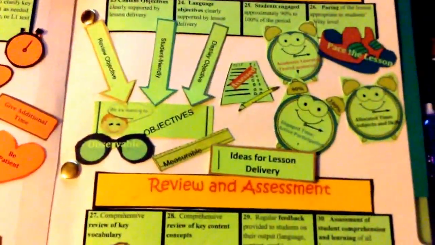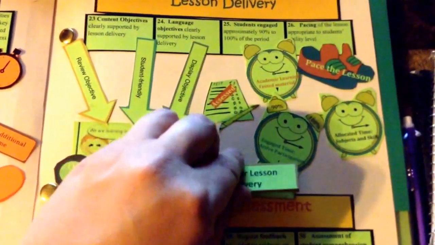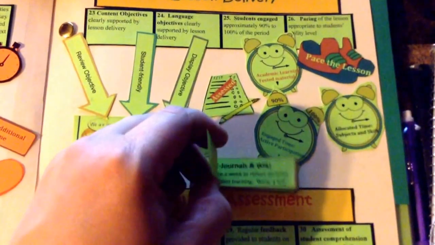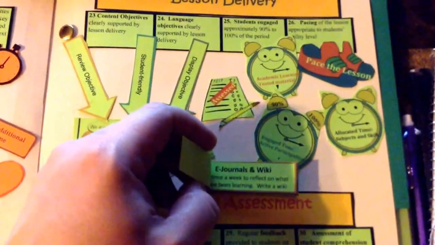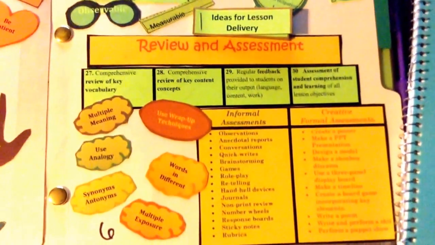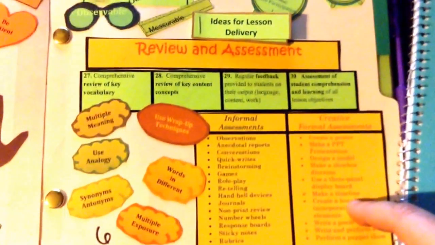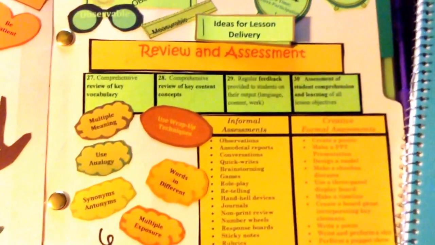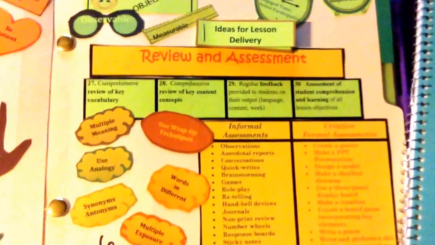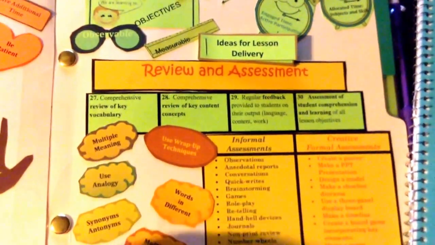We also have our interactive ways to engage your students in our lessons. So this kind of gives us different ways of think, pair, share, e-journal, wiki. Then we have review and assessment. And this is our informal and our formal assessing of our students. And then we have the clouds and the oval, and they represent how you can review key vocabulary.